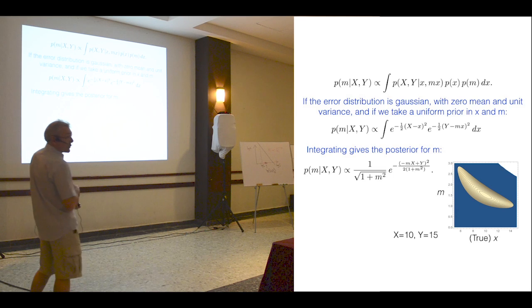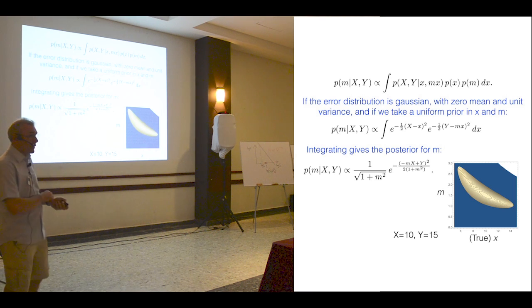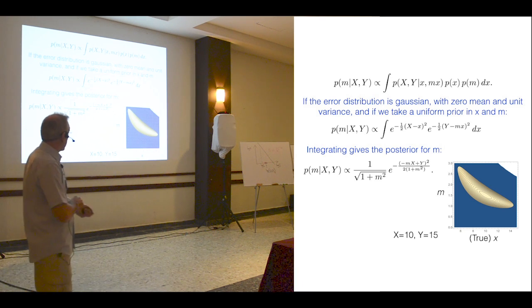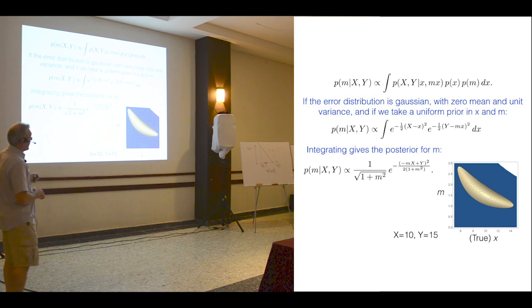That's an integral you can do. It's just a Gaussian integral for x squared and so on. You can do that, and you end up with this analytic expression for the posterior for m, given the observed values of x and y. That's what it looks like. If you have x equals 10 and y equals 15, then this is what you learn about the slope.